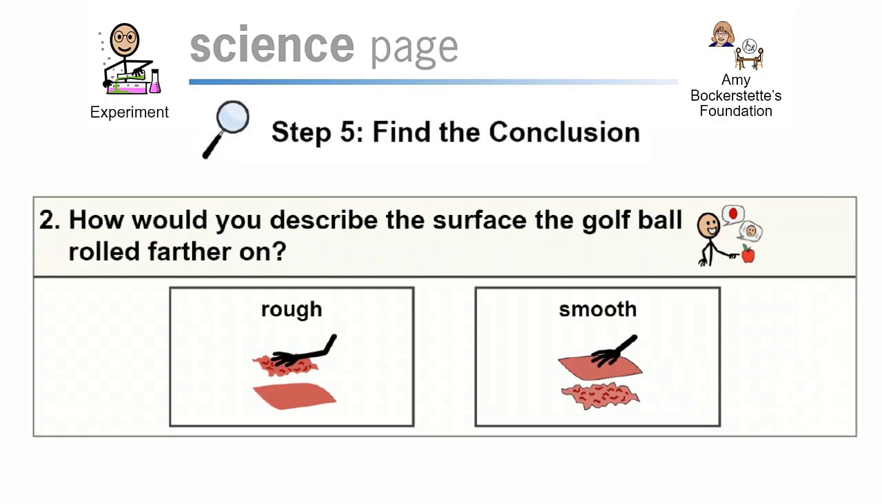How would you describe the surface the golf ball rolled farther on? Would you describe it as rough or smooth? Yeah, the hard floor was pretty smooth. Now, the concrete did have some bumps on it, and you could see that because the golf ball kind of bumped around as it was rolling. But it was a lot smoother than the grass.